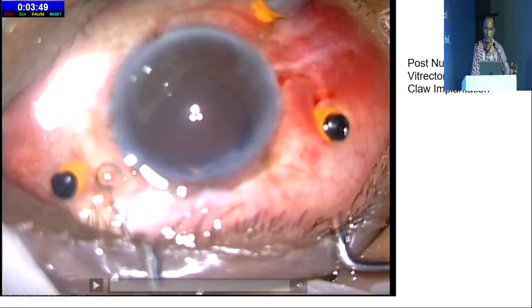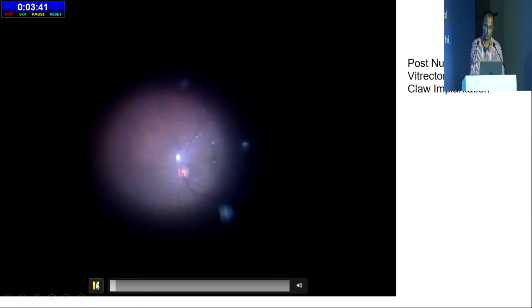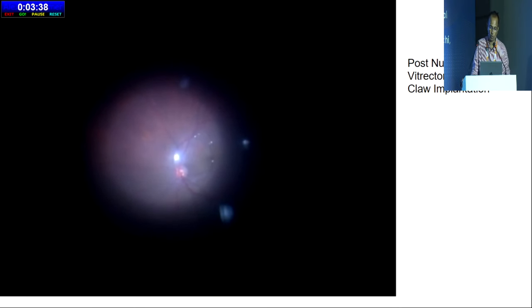And again, this was a case of a post-nucleus drop vitrectomy and iris claw implantation. The only thing is that in the postoperative period, it was found that the iris claw also got dislocated. So it was again found, you can see the iris claw lying on the retina now. And there's no vitreous, so again, the procedure.